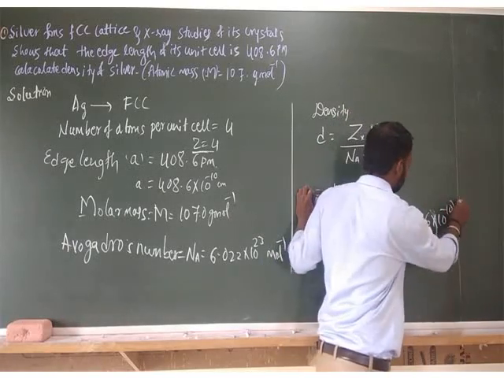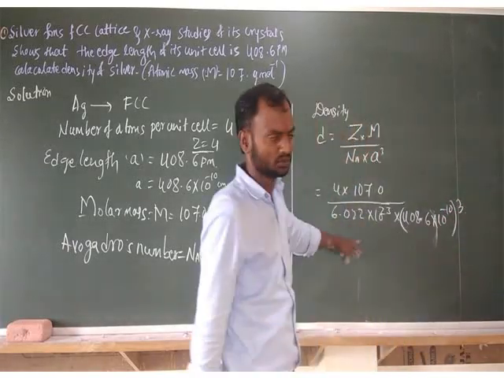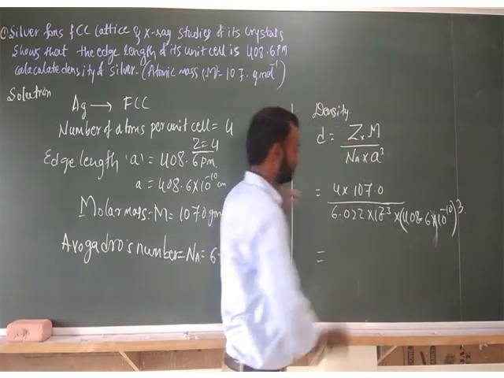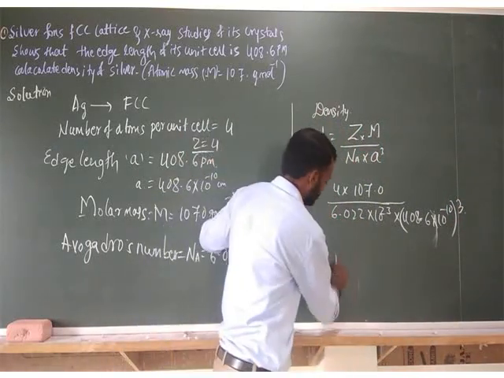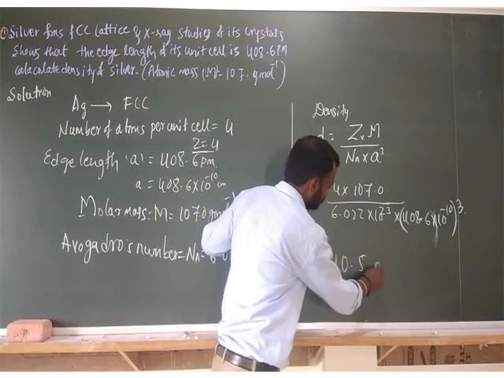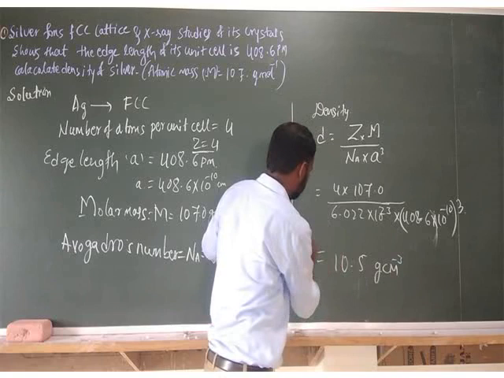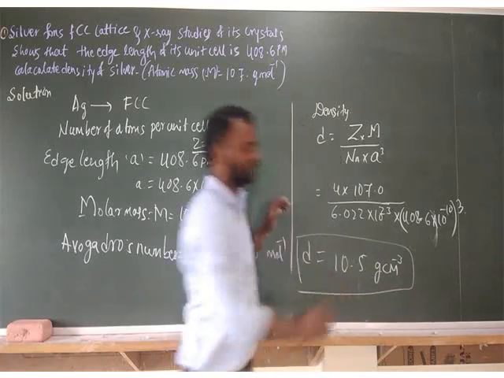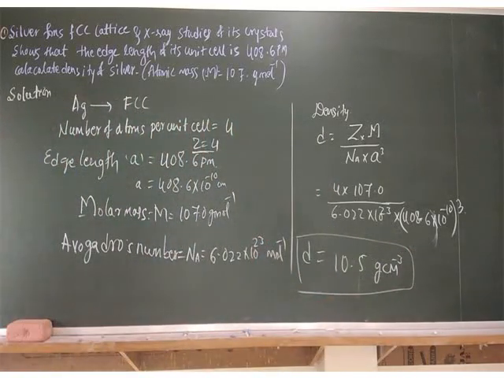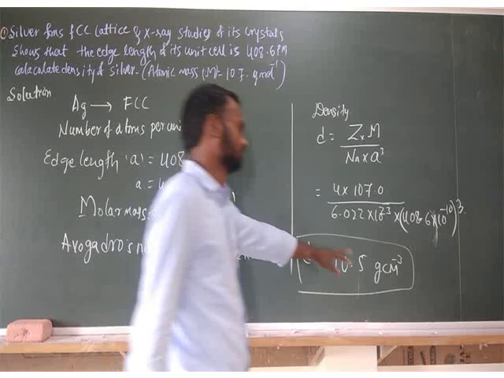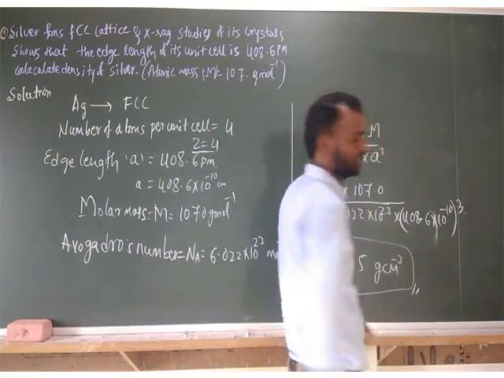So this is in terms of A cube, and by calculating these values, finally you will get 10.5 gram per cm cube. So the density value is D equals 10.5 gram per cm cube. This is the final value.